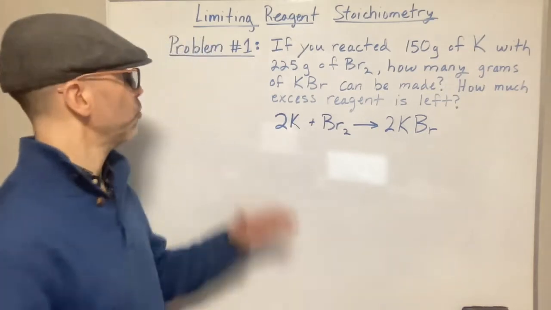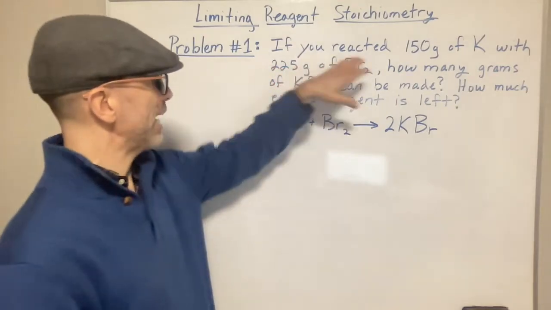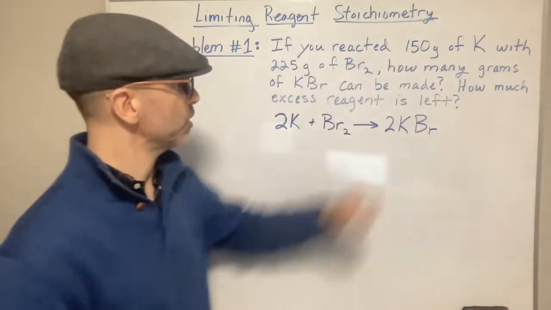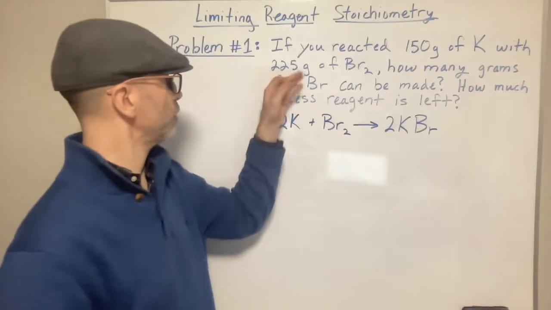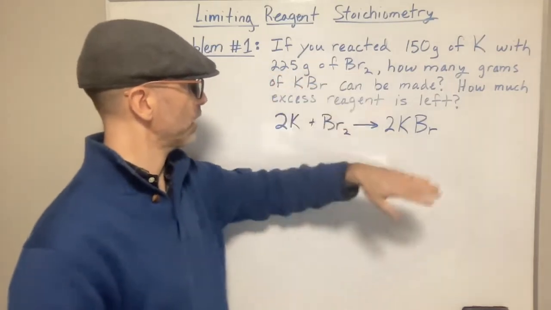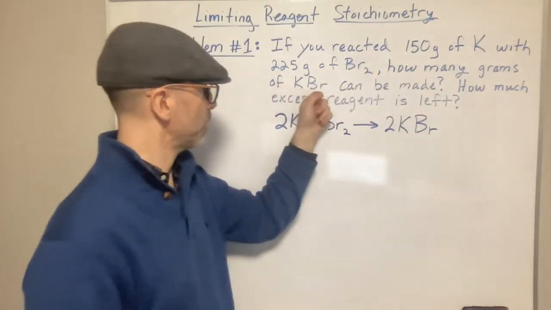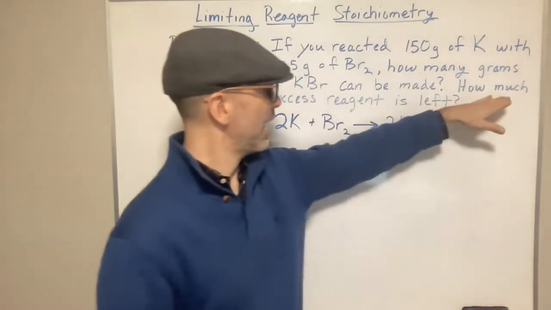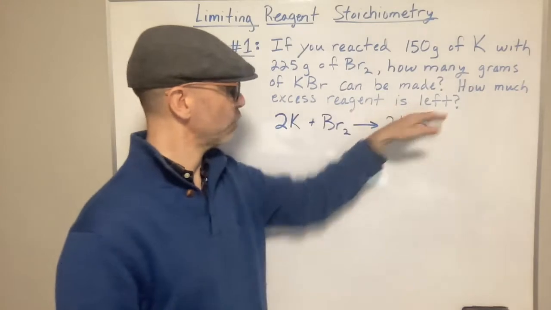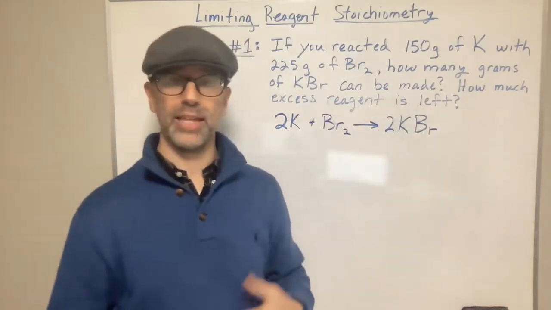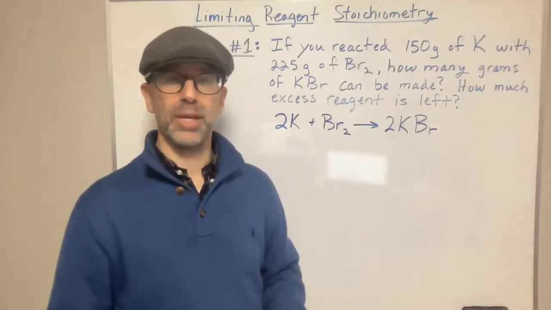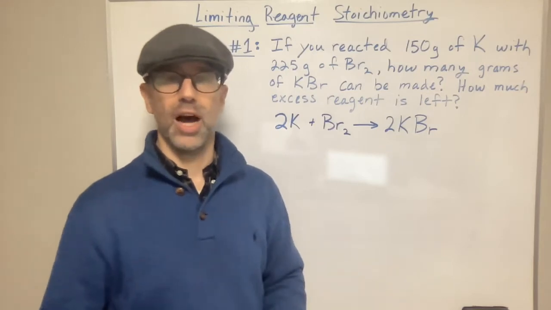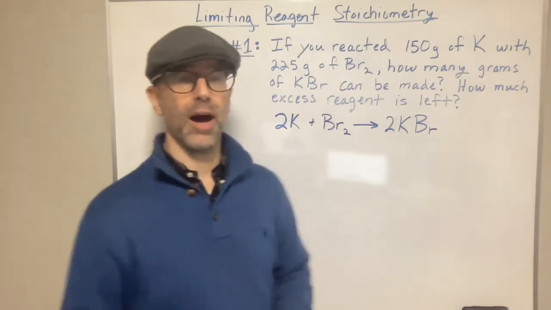So problem number one. If you reacted 150 grams of potassium with 225 grams of bromine, how many grams of KBr, potassium bromide, can be made? And how much excess reagent is left over? So obviously this is a limiting reagent problem because they're asking you how much is left over.